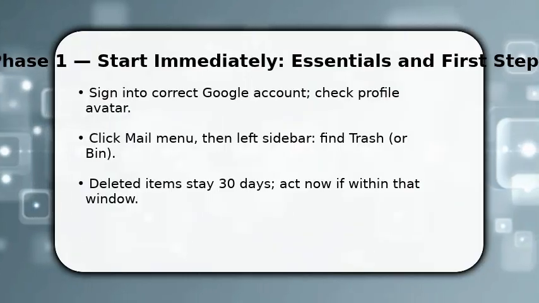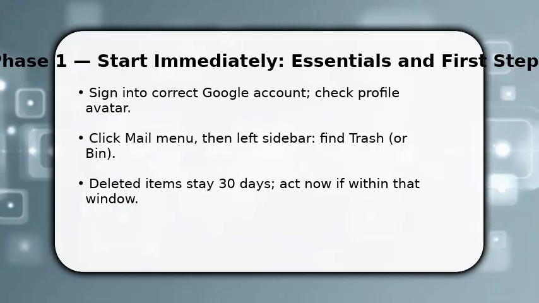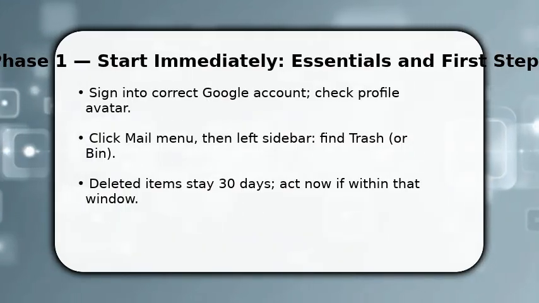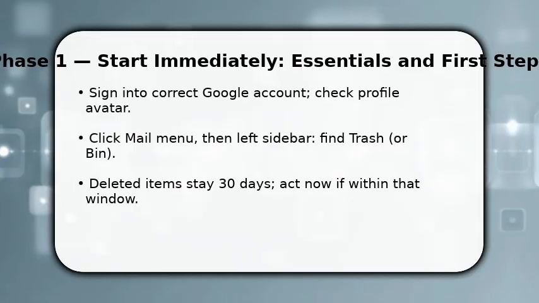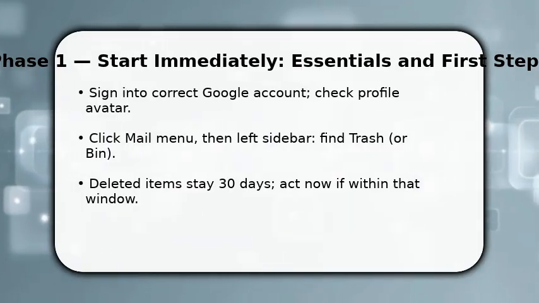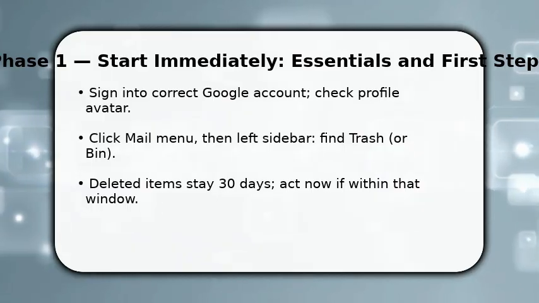You start by signing into the Gmail account that held the message. This must be the exact account you used when the email arrived. Once signed in, open the left sidebar and click Trash or Bin. It holds items for 30 days.